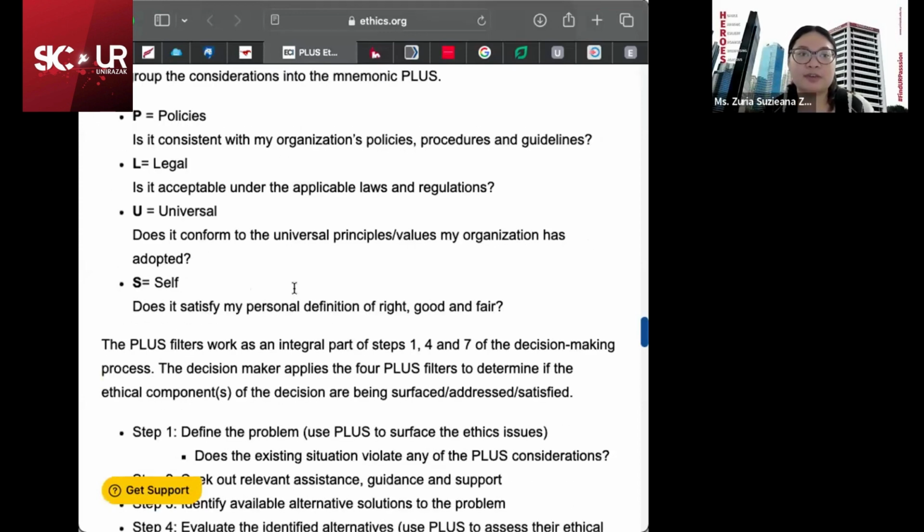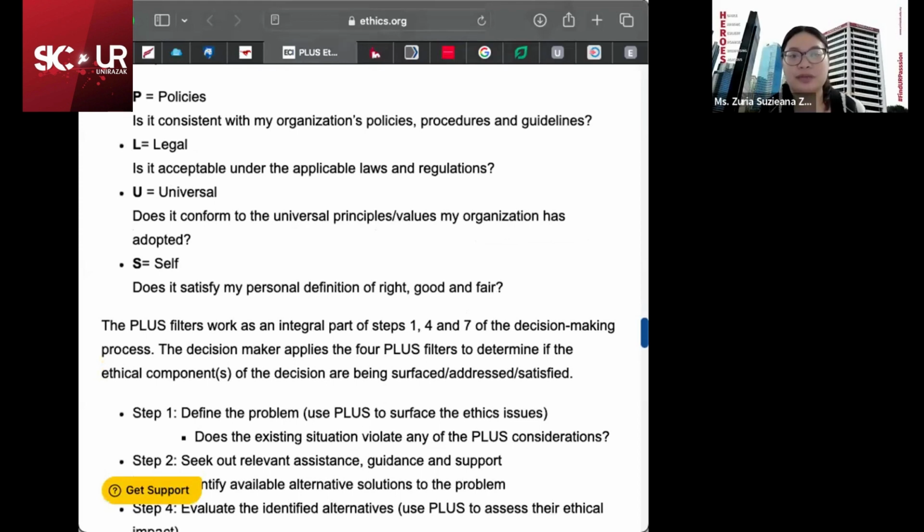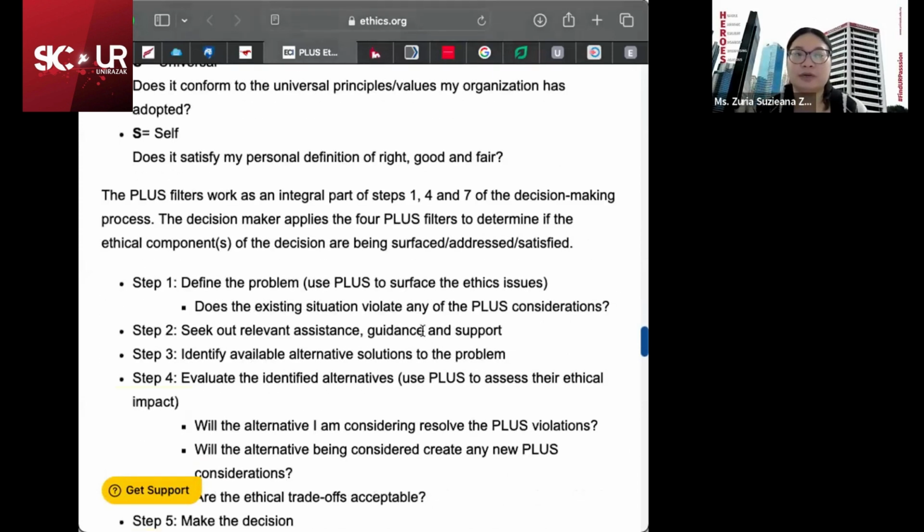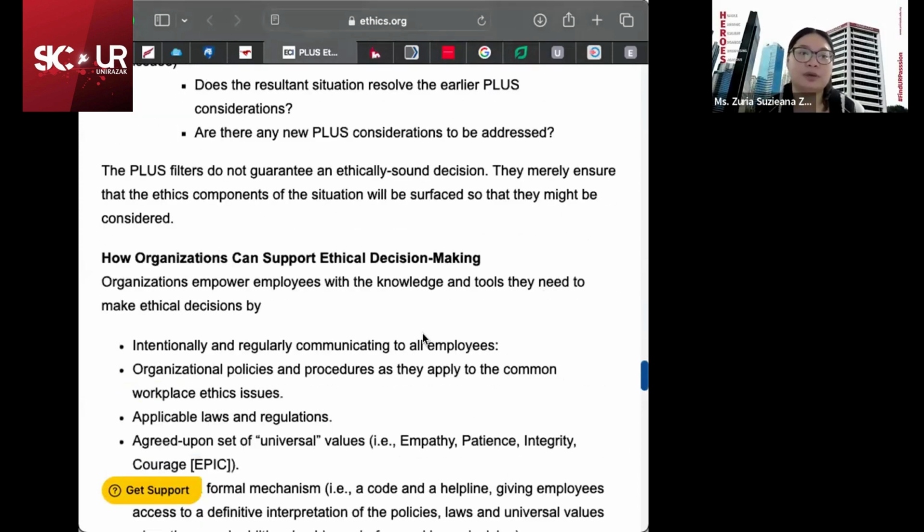And lastly is self. Okay, so does it satisfy my personal definition of right, good, and fair? So does it align with your own moral judgment, right? Whether it's okay to implement those. So this is one of the frameworks, one of the models that we use in class to ask more questions about our decision making throughout this time.